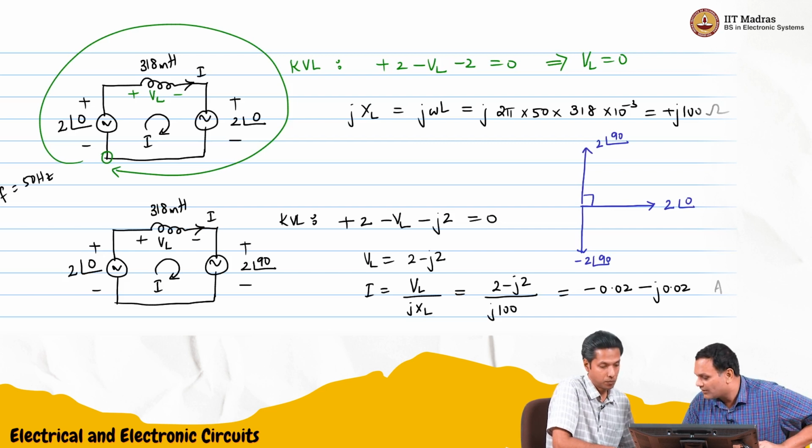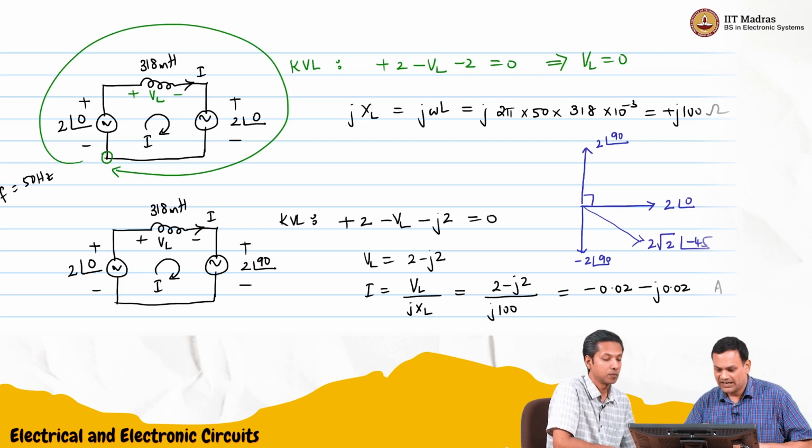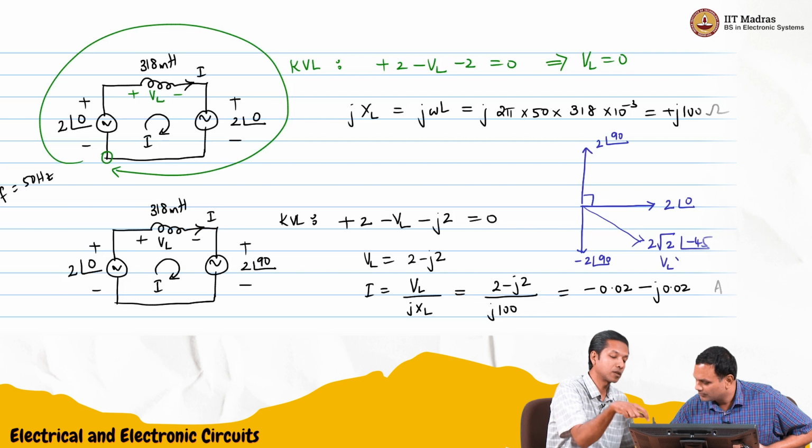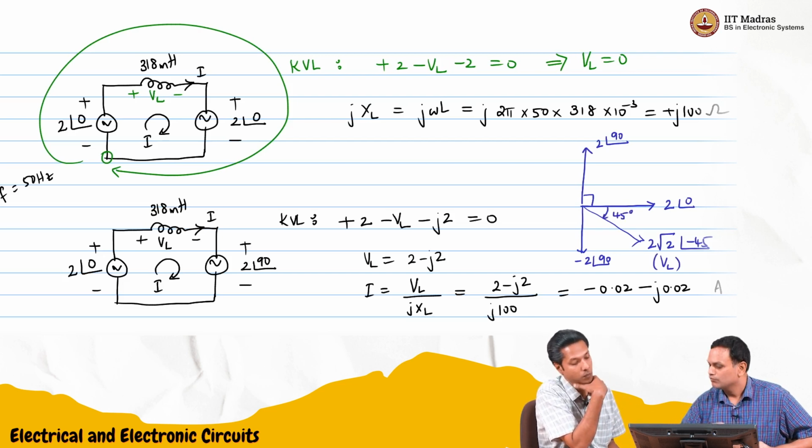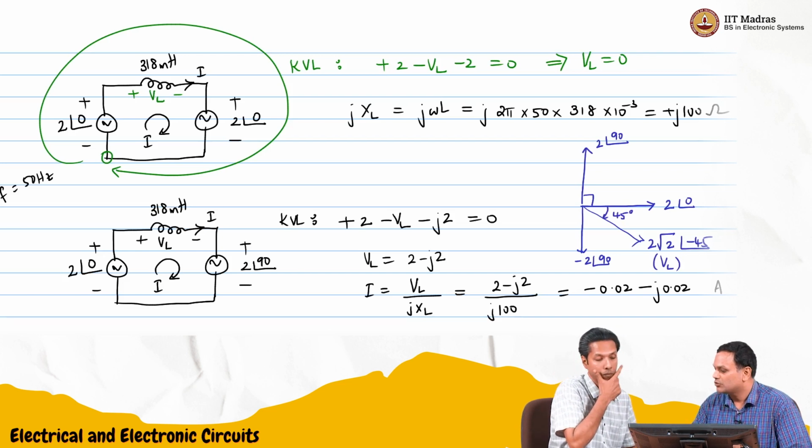So that means I would have got phasor here, 2 root 2 angle minus 45. Right? And that is actually VL. So we'll mark that 45 degrees there. Okay. So 2 root 2 is 2.828. So it would have given me sine 45, cos 45, each of which is 1 over root 2. So 2 minus 2j. Basically, that's what it is given. Okay, perfect.